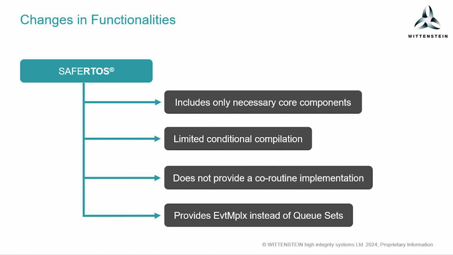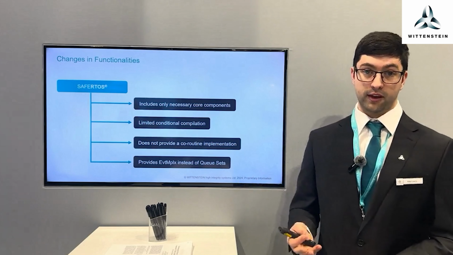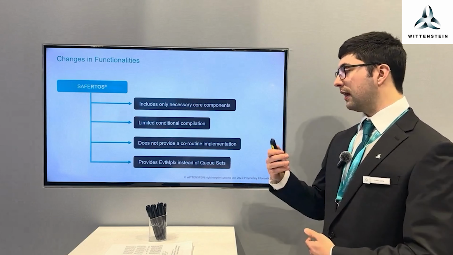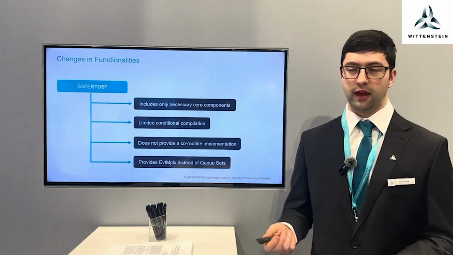SAFERTOS does not have a coroutine implementation, which FreeRTOS does. And there are other differences, such as instead of the FreeRTOS queue sets, SAFERTOS has a function called event multiplex. Event multiplex is in some ways more powerful than queue sets. It allows you to wait for multiple queues, or also wait for event groups or task notifications or other events in the system at the same time. So it is providing a very similar service to queue sets.